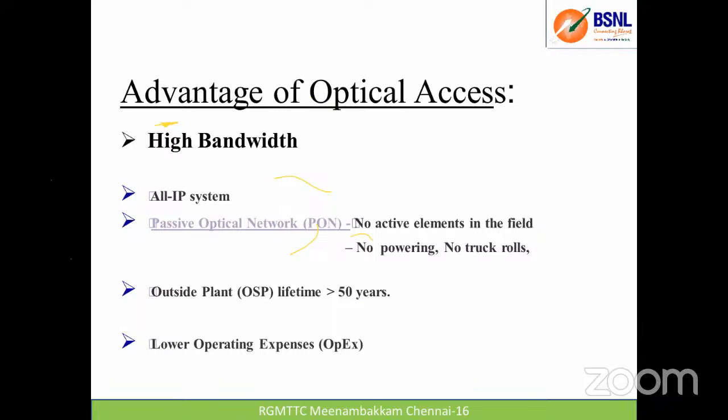Next is the advantages of optical access. The main advantage is that the bandwidth is high when compared to the copper connection that we use in broadband. It is an all-IP system. One more advantage is that there are no active elements. That is, if you are using PON, no power is required for that passive optical network. The lifetime of this FTTH is greater than 50 years, and the operating expenses are somewhat lower.